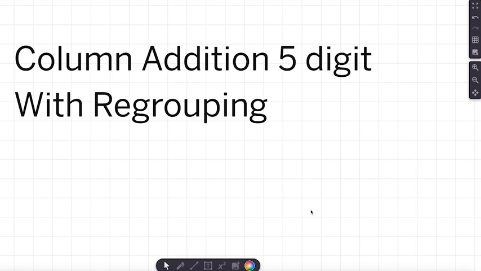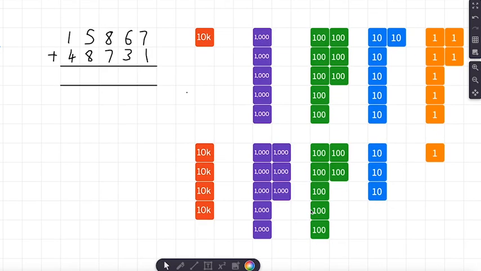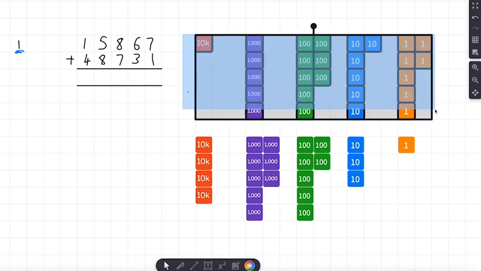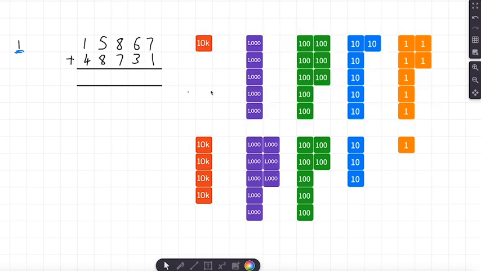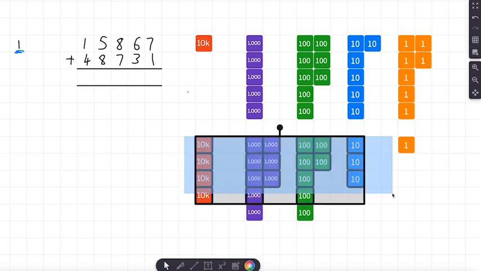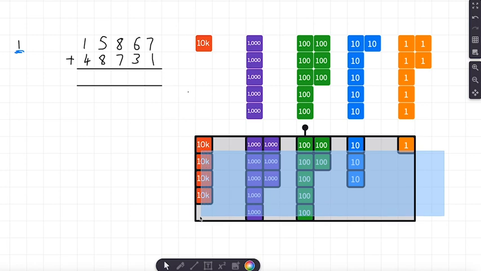We're going to be looking at column addition with 5-digit numbers, and we're going to be looking at regrouping. So let's get straight on to the first question. So here we have 15,867, and you can see that along the top here, added to 48,731, which you can see along the bottom.